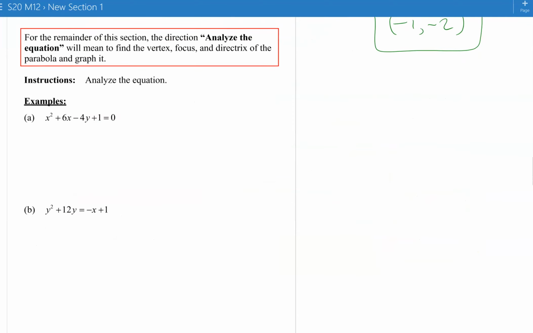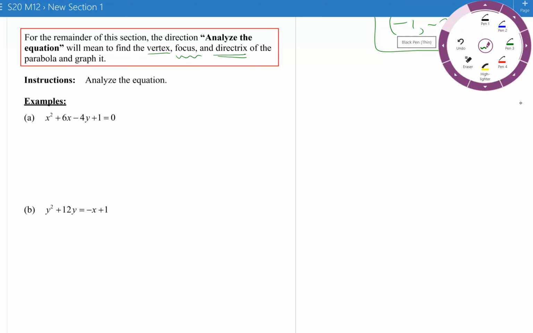Okay, so rather than keep making long instruction sets, we're going to have a shorthand that says analyze the equation. And when we're talking about a parabola, it means find the vertex, focus, and directrix of the parabola and draw its graph. So it shortens the instruction set now.